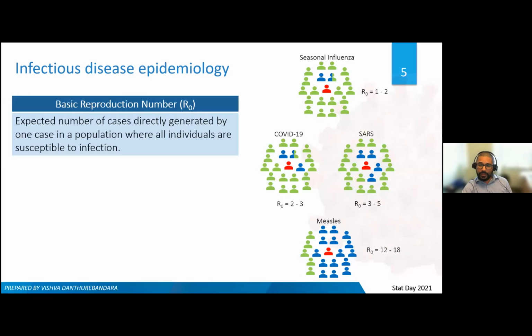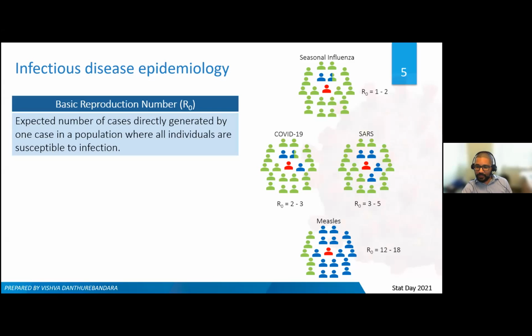We use this value to describe the contagiousness or the transmissibility of infectious patients. It is the expected number of secondary cases. Means if you live your normal life with no restrictions, without following any public health measures, and if you get infected, how many will acquire the infection directly from you?